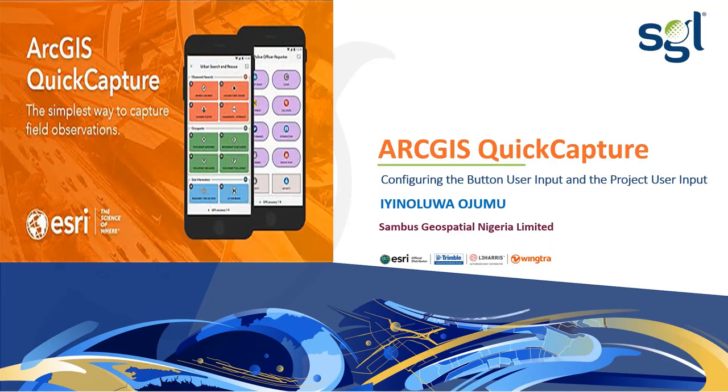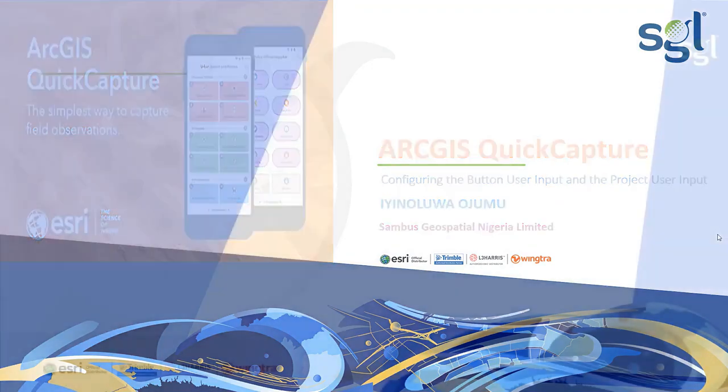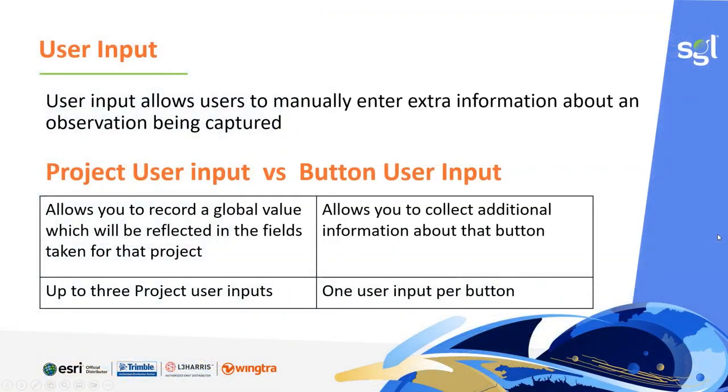Today we'll be talking about configuring the button user input and the project user input. In our earlier video, I explained that the QuickCapture application allows you to capture data with just a single push in an orderly manner. As the name implies, the user input allows users or field workers to manually enter extra information for the observation that is being captured.